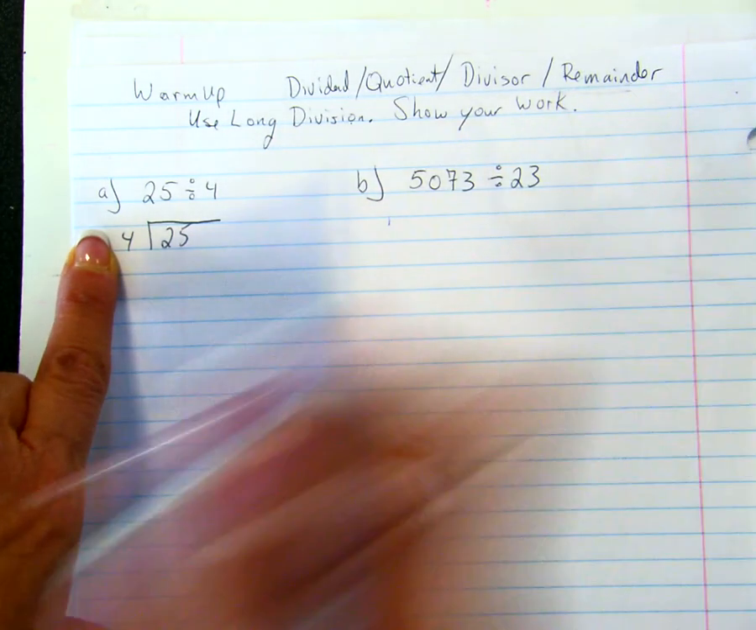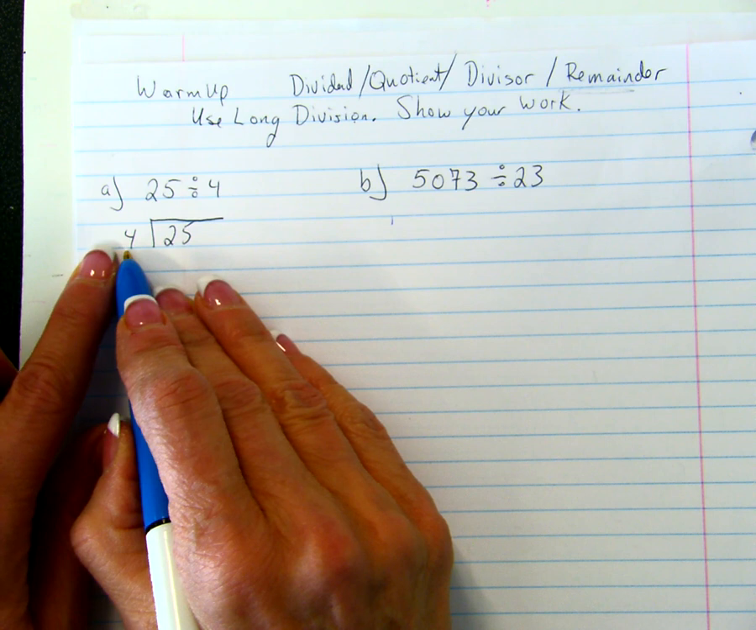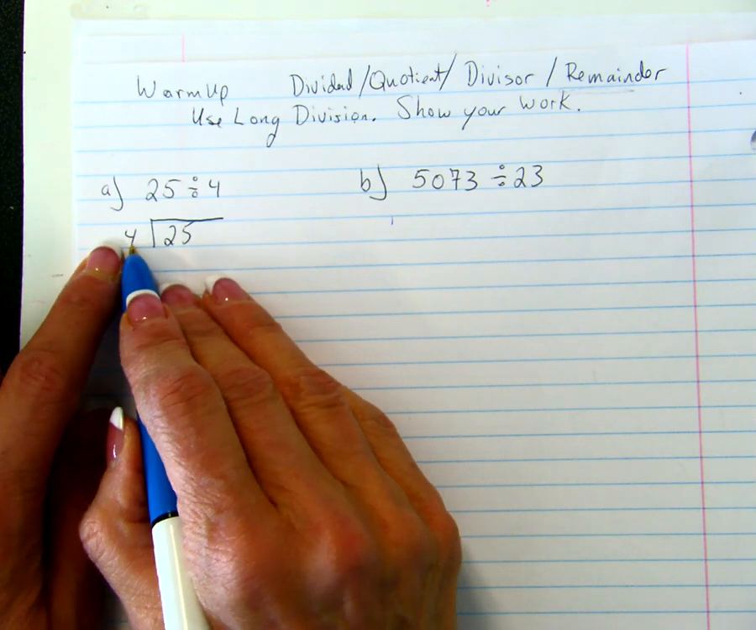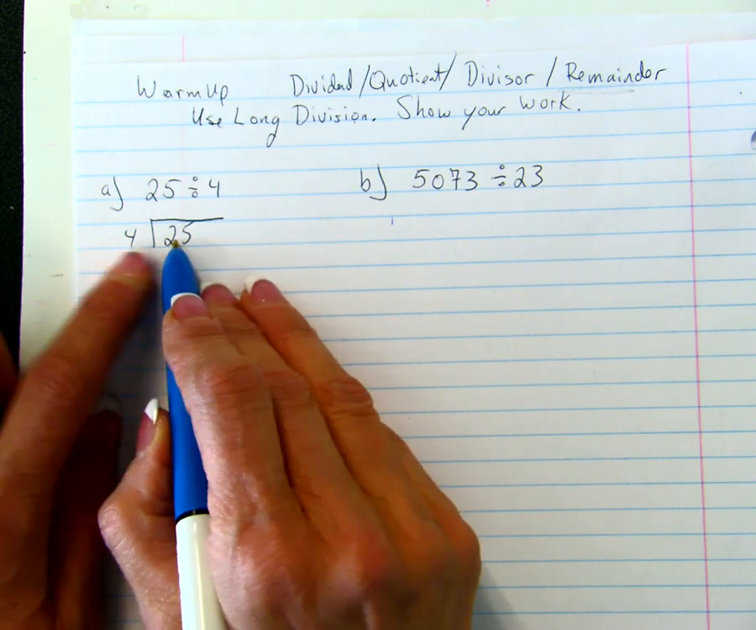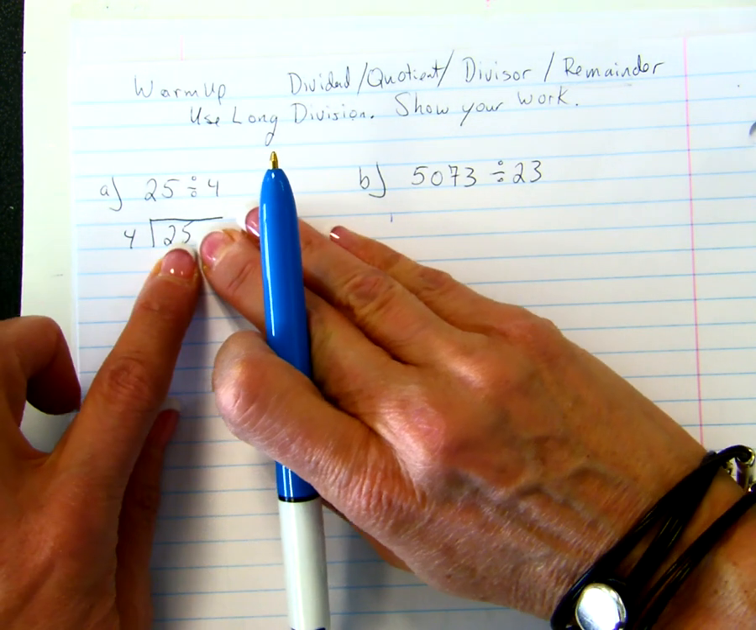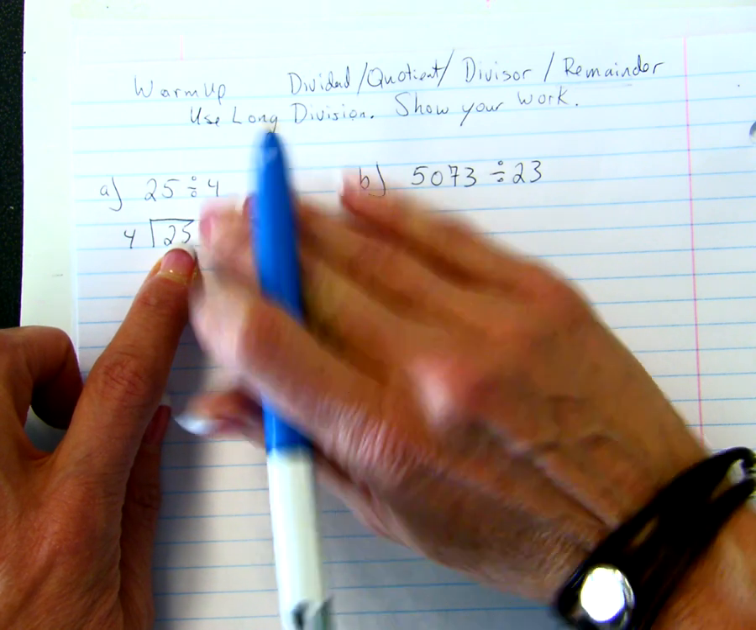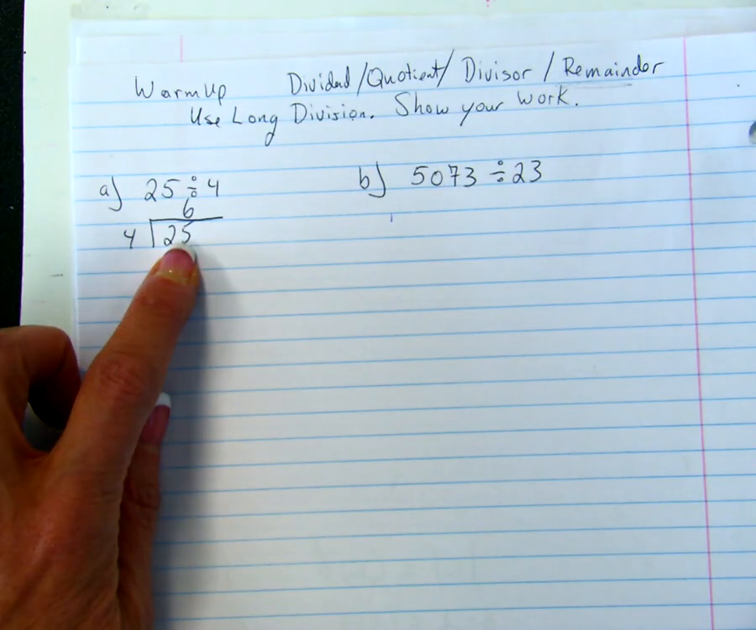I think we all know what the remainder is, right? Yeah. Okay, so 25 divided by 4. How did we do this? What was our process? We looked at the first term. Will 4 go into 2? Nope. So we looked at the next term. Will 4 go into 25? Yes. How many times? 6 times.